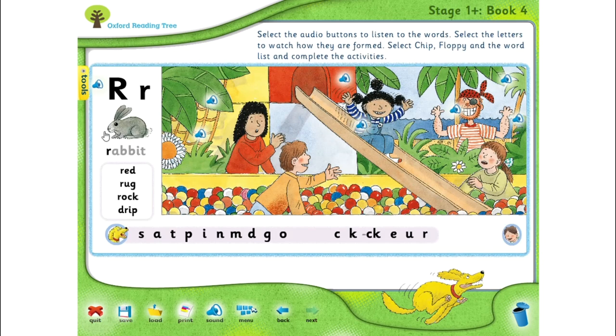And repeat, okay? R, as in rabbit. R, rabbit. R, rabbit. Good. Now, let's go to the worksheet.